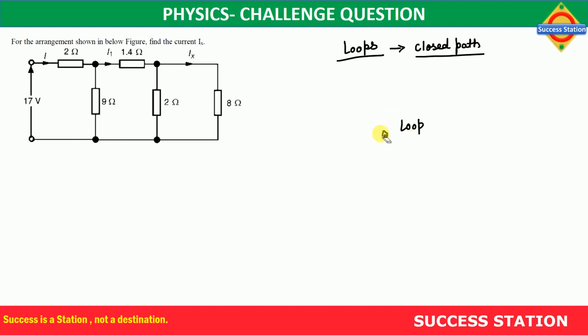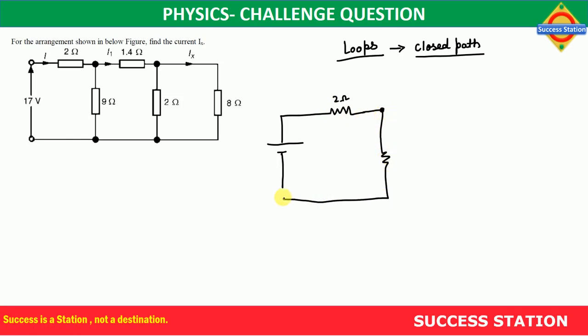Okay, so let's see. Now I will draw the diagram once again. Here you have 2 ohm, here you have 9 ohm. Resistance can be represented either this way or this way, both are okay. 1.4 ohm here.